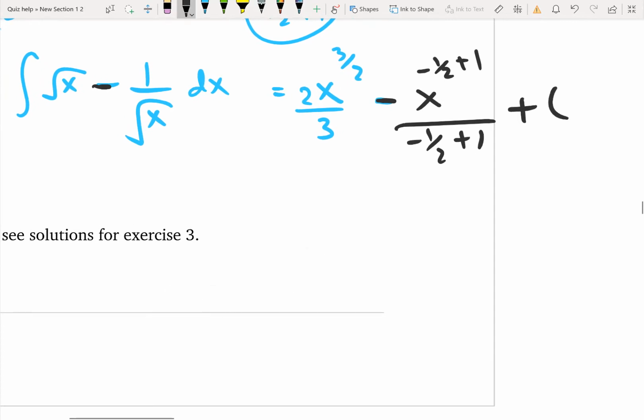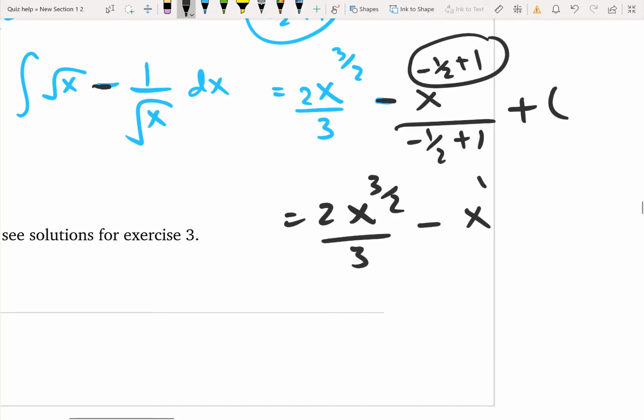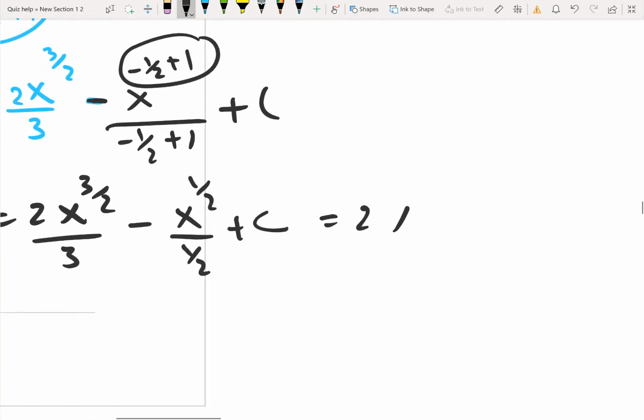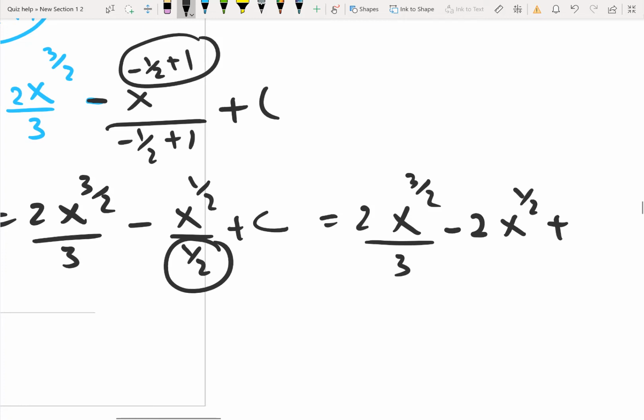So let's simplify this. We have 2x to the 3 over 2 over 3, minus x to the negative half plus 1, which is half, divided by half, plus c. Now for the 2x to the 3 over 2 over 3 part, we can handle the division by half by taking the reciprocal and multiplying. The reciprocal of half is 2, and 2 over 1 is 2. So we get negative 2 x to the half plus c.